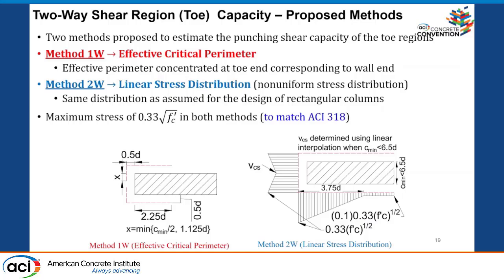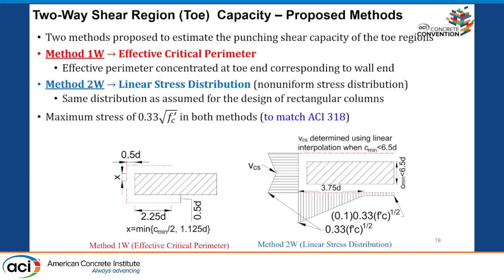In the effective critical perimeter method, the toe, this is just 5D, so just the toe of the wall, you cut the critical perimeter to 2.25D, which is half, basically, and this is where the critical perimeter stops. But the stresses on the critical perimeter are consistent with ACI, 0.33 square root of f'c. This is in SI units, in Imperial it would be 4 square root of f'c.